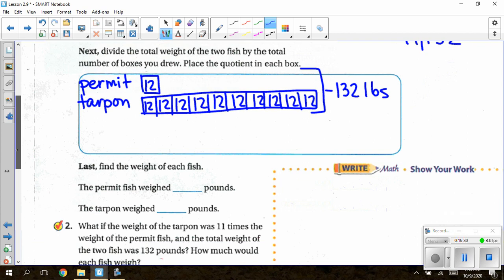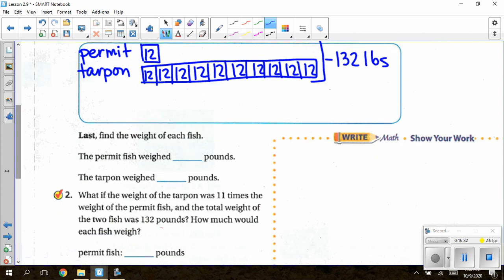So I know right away that the permit fish had a weight of 12 pounds. To find the weight of the tarpon, I need to take the 12 pounds times the 10 boxes, which we know equals 120. So that weighs 120 pounds. Again, I can check my answer to make sure it's reasonable by adding the two weights together, and it does equal my 132 total pounds that it said up in the question.